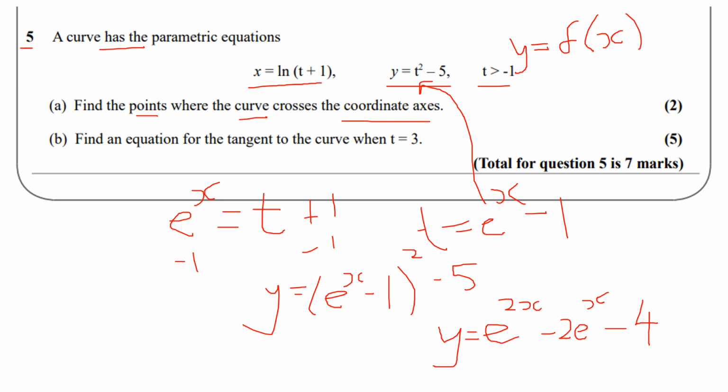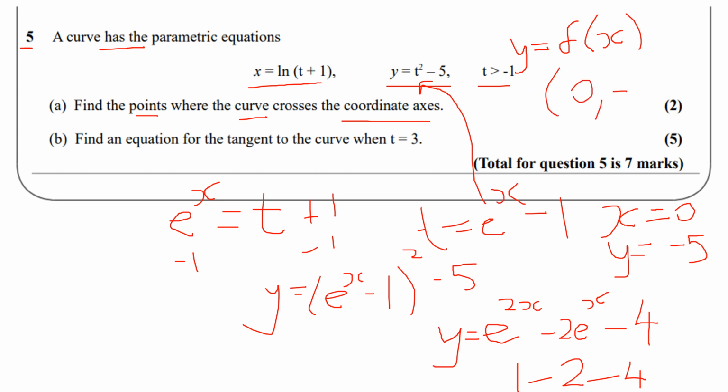All I now do is set x equal to 0, y equal to 0, and then find my points of intersection. So when x is 0, I'm going to have e to the power of 0, so that'll be 1 minus 2 minus 4. So when x equals 0, for my Cartesian equation, y is equal to minus 5. So that'll be one of my coordinates. Yes, it'll be (0, minus 5) on the y-axis.